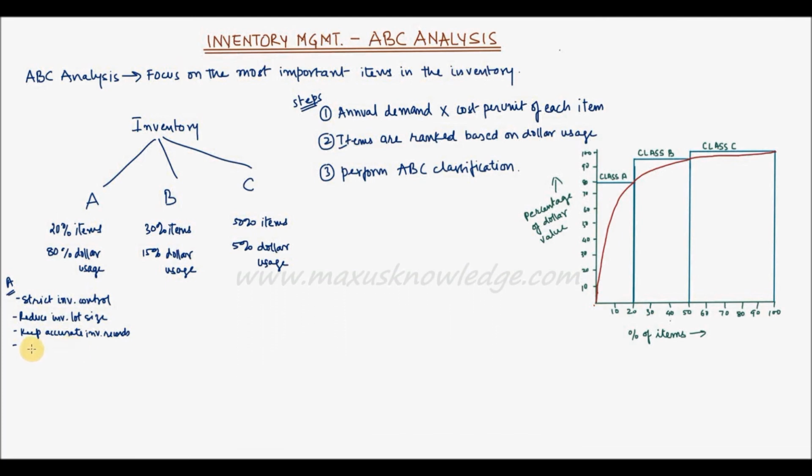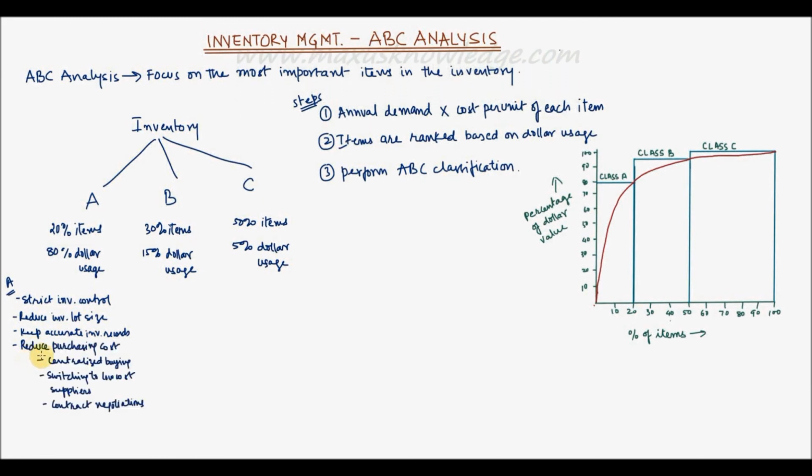Now, for these type, further what you should be doing is that you should try to reduce the purchasing cost. And to reduce the purchasing cost, some of the ways are performing centralized buying, switching to low cost suppliers, and focusing on more effective contract negotiations.